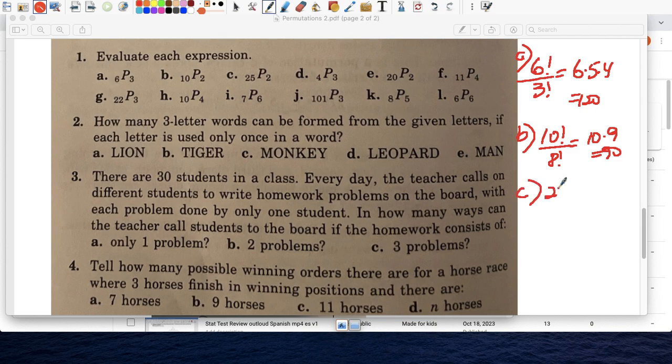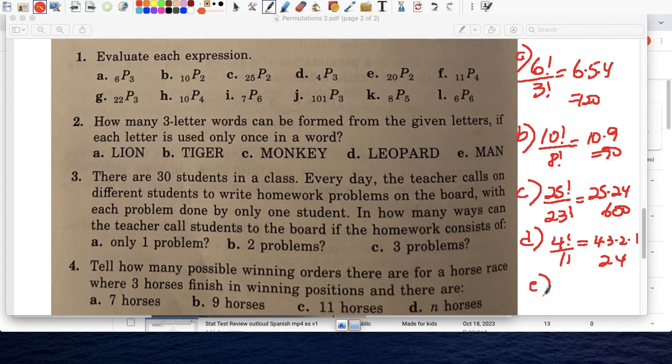C is 25 factorial over 25 minus 2, which is 23 factorial. And you're left with 25 times 24, which is 600. D is 4 factorial over 1 factorial, because 4 minus 3 is 1, so it's 4 times 3 times 2 times 1, which is 24. E is 20 factorial over 18 factorial. So that is just 20 times 19, which is 380, I think.